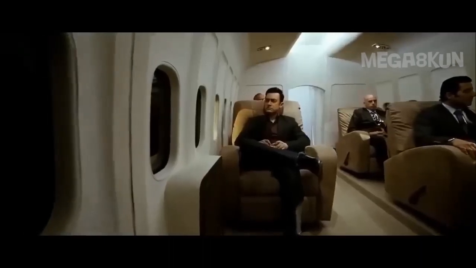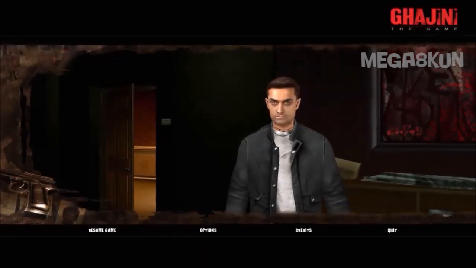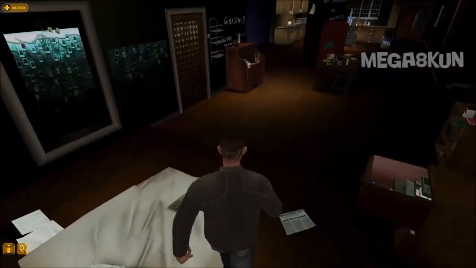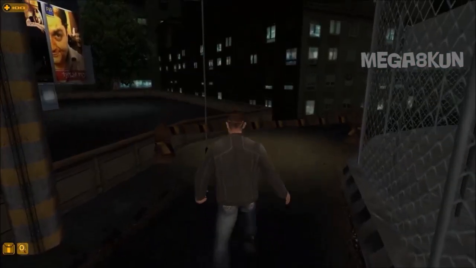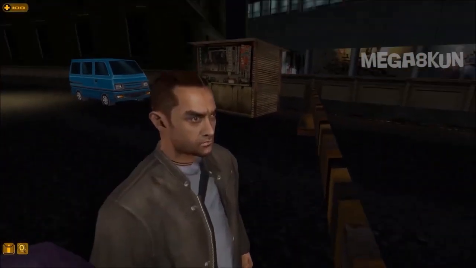But we are here not to break down these movies which have been done many times by other people. Instead we will look into Ghajini the Game. Ghajini the Game was released for PC in the same time the movie was released. It is said that this game is the first ever 3D game based on a Bollywood movie.